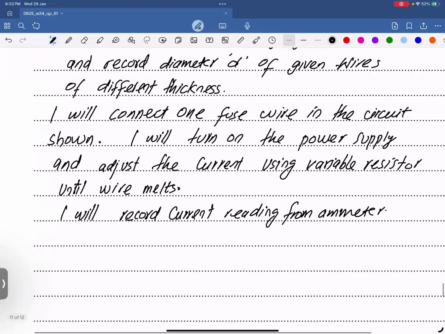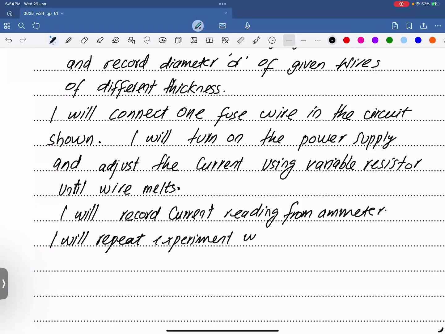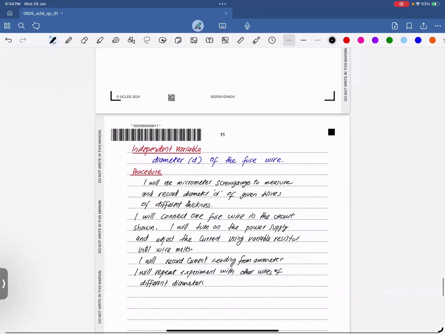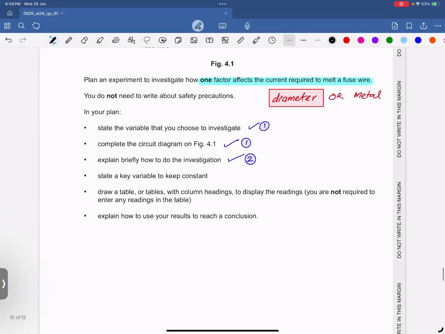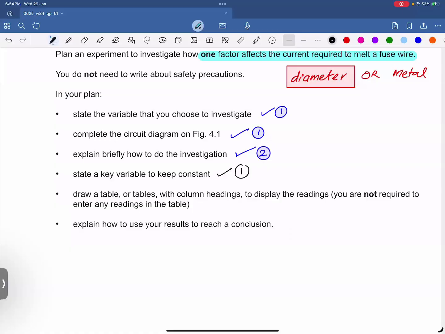Done. Procedure is done. Now you will say, I will repeat experiment with other wires of different diameters. Okay, procedure is done. Control variable, I mean, the independent variable is done. Our next part is a key variable. So let's write a key variable and you get the mark.